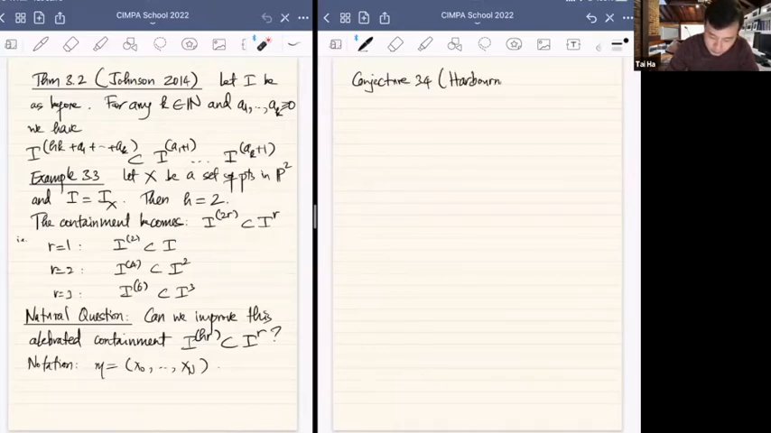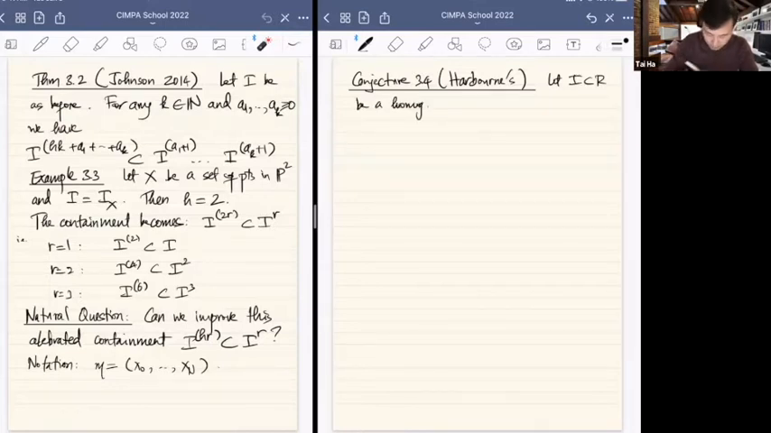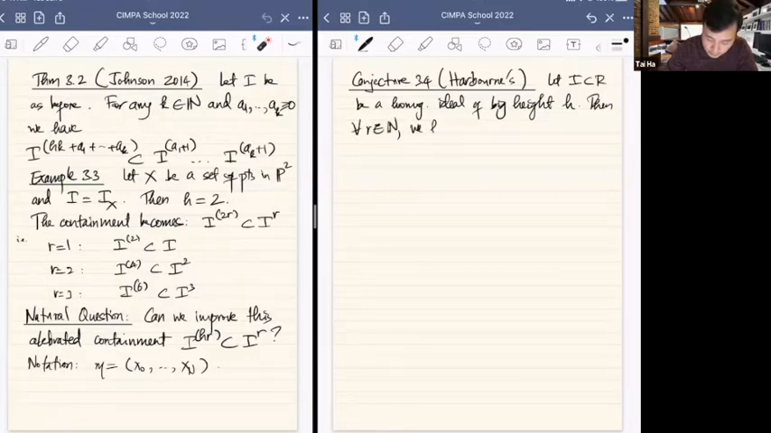So this one is, maybe I have 3.4 here, and this is what is called the Harbourne conjecture. And Harbourne's conjecture says that, again, I'm going to focus on homogeneous ideals, as we are now back in the polynomial rings. Let I be a homogeneous ideal, and that's what people in geometry are mostly interested in, of big height h. Then for all r being a positive integer, we have I to the hr minus h plus 1 is contained in I to the r.